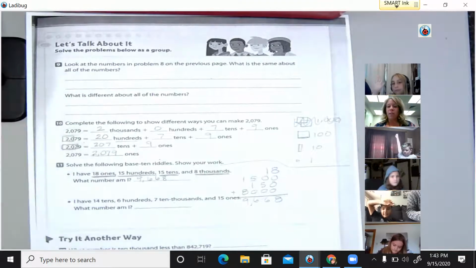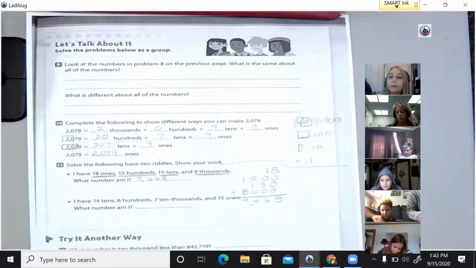Okay, keep your hand up if you would like to share what you did. Okay, we'll start at the top and I'll work my way down. Sophia, go ahead and explain your strategy that you used, what you did to solve.